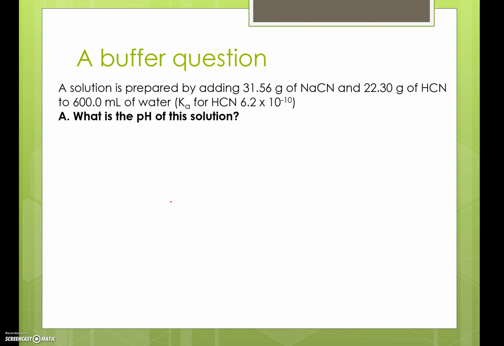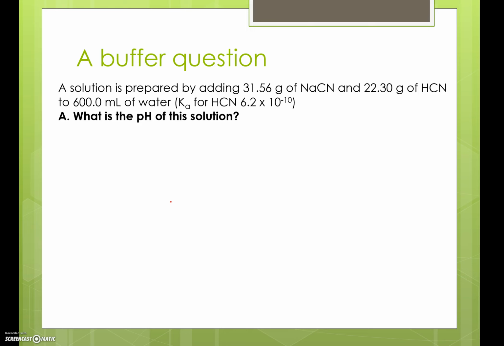And to do that, we're first going to list the major species that are found in the solution, choose the species that can dominate the reaction by comparing the K values, find the concentrations of all the species involved, and then make our ice chart, write our K expression, solve for X, check the 5% rule, and calculate our pH.